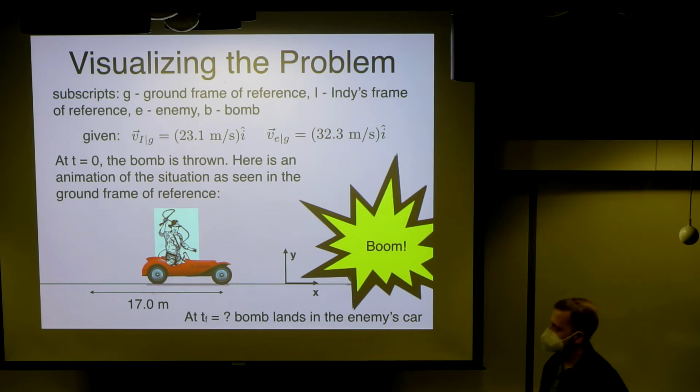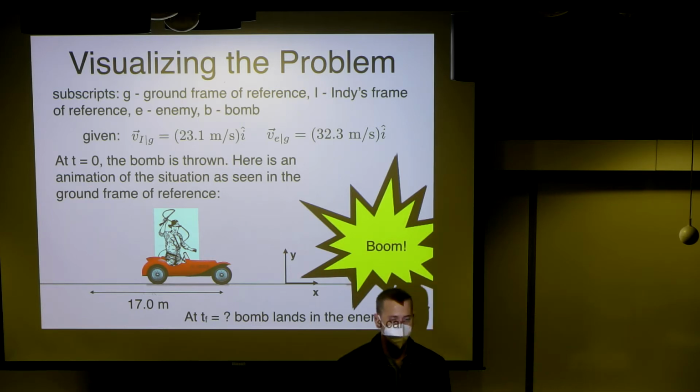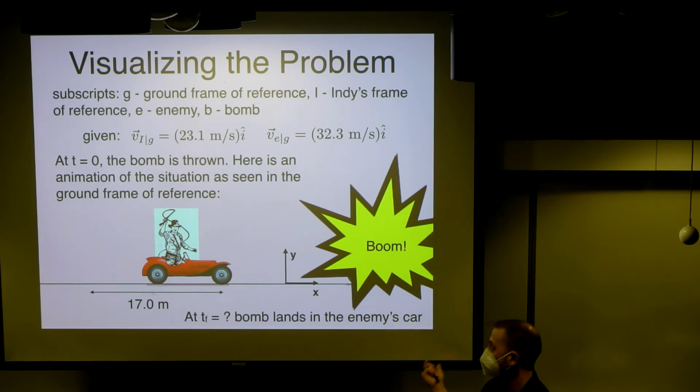So there's an unknown that's being brought into this. If we say that the bomb is thrown at t equals 0, then there's some time where it lands in the car. And we don't know that, so that's going to be something unknown in our equation. So we'll call that t final for the time that it lands in the car, okay?